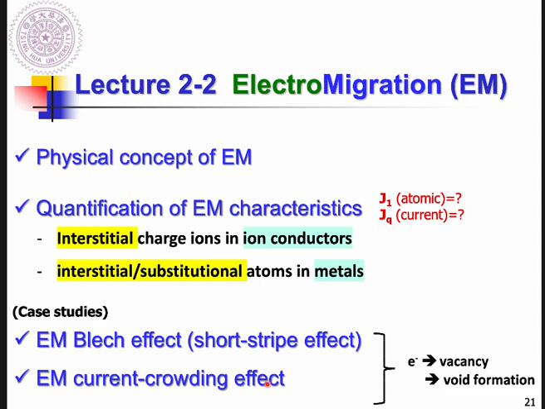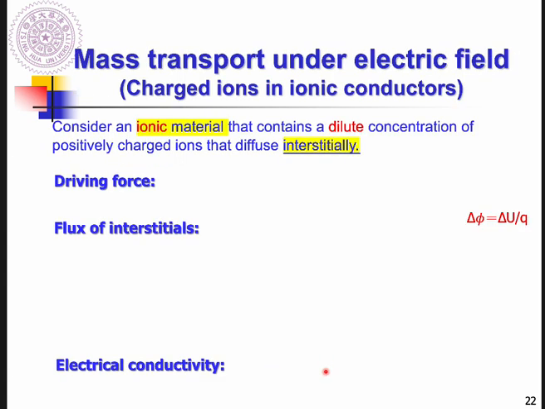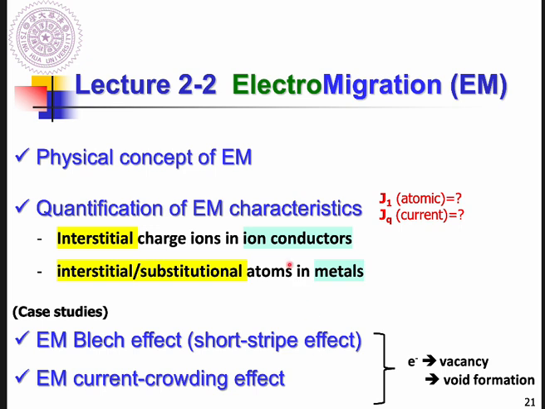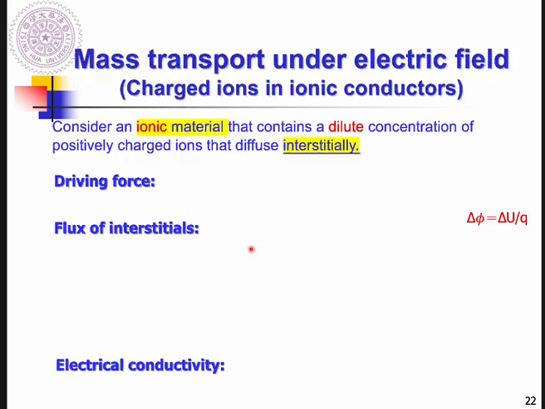Both of them induce or cause lots of void formation that will lead to the failure of our device, especially happening in the conducting line in our device. So as long as you learn what they are, then we have a chance to avoid these effects. So this is the most important part in this section. So let's move to the first case, which happens in ionic conductors.